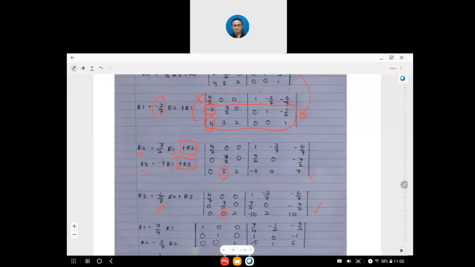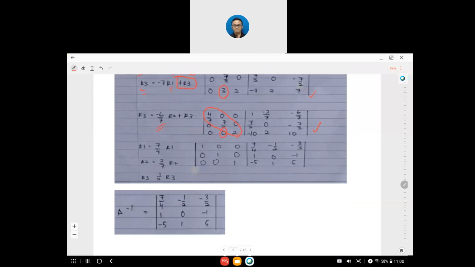Next, our target is to change the diagonal to become 1. So, row 1, you can times by 7 over 4. Row 2, you can times by 2 over 7. And row 3, you can times by 1 over 2. And then you can get this answer. Next, you must transform this value to the inverse matrix A. Okay, remember the matrix like that. Any problems?